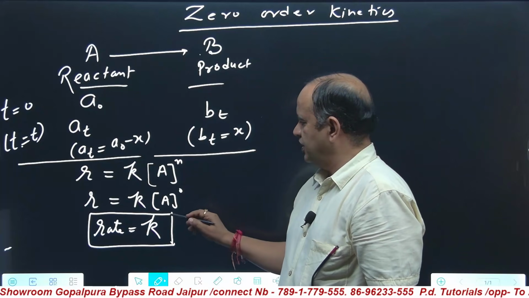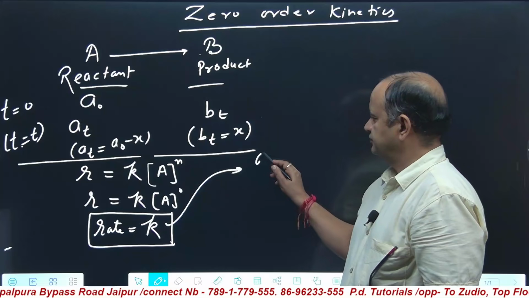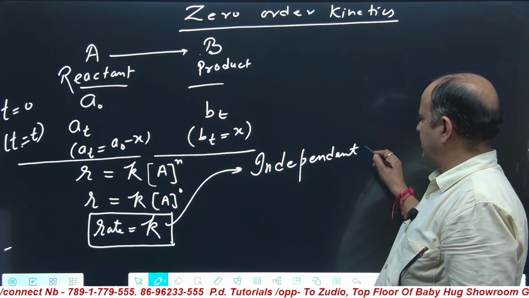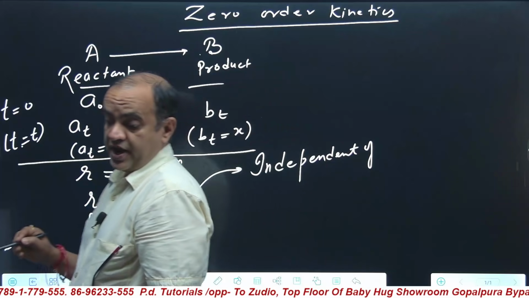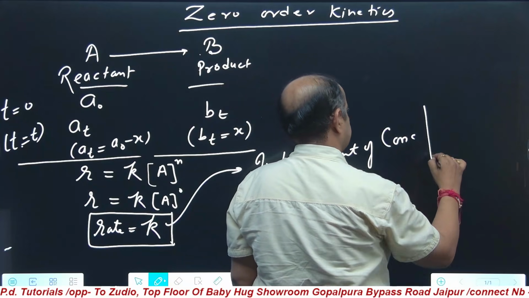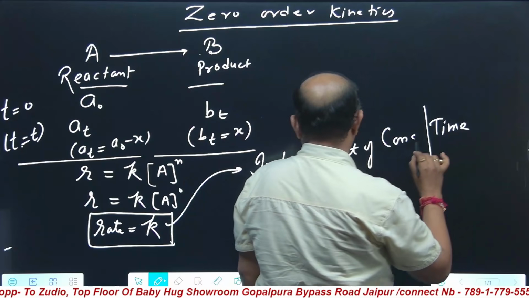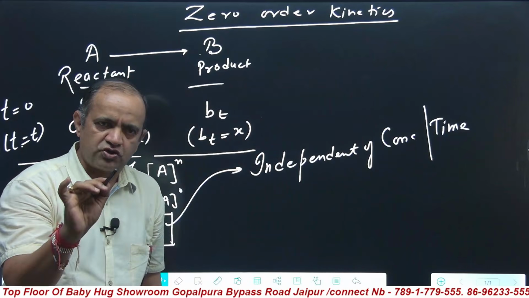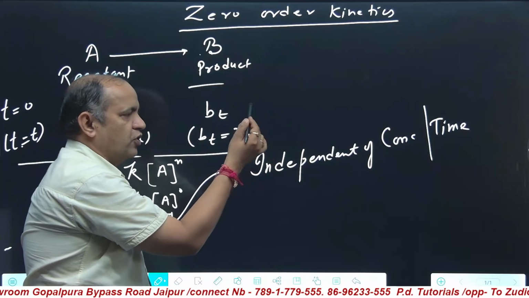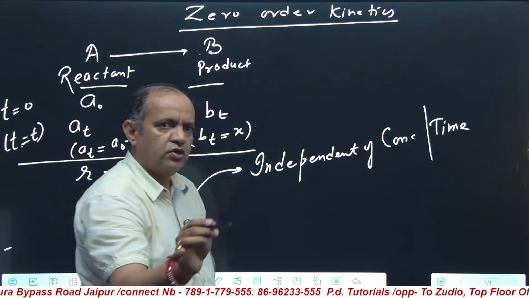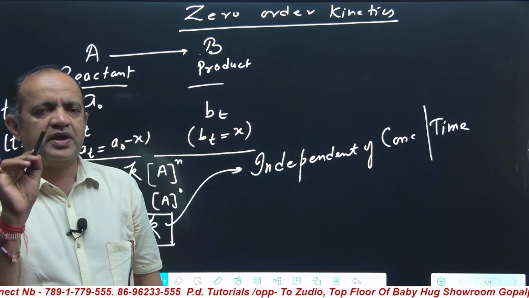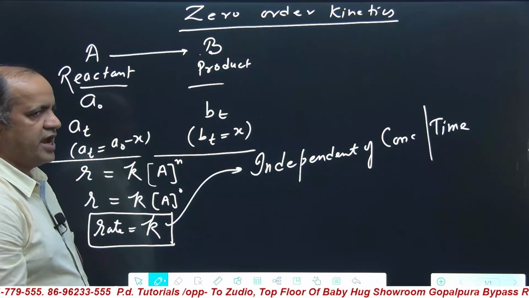This K is independent of concentration and time. Except in zero order kinetics, in all reactions the rate constant depends upon concentration. Only and only in zero order kinetics is the rate constant K independent of concentration and time.